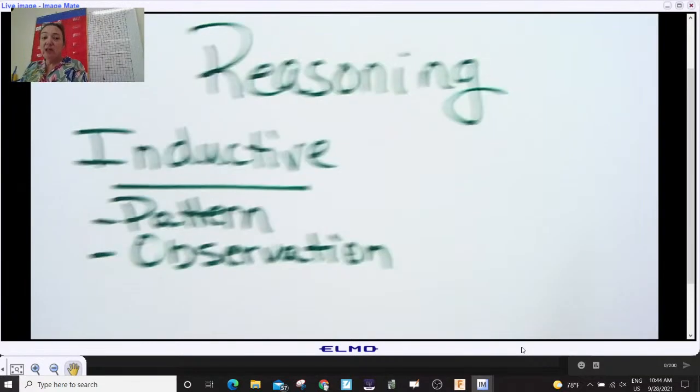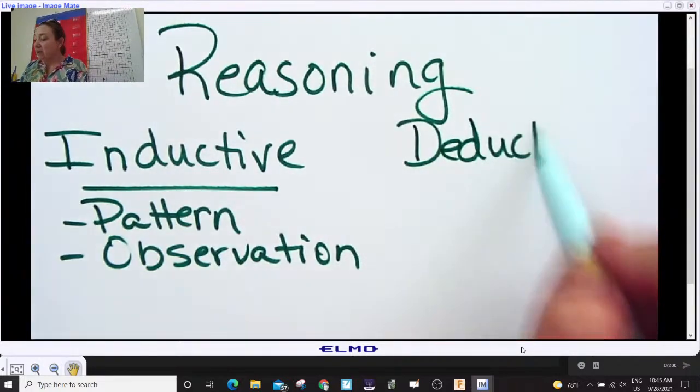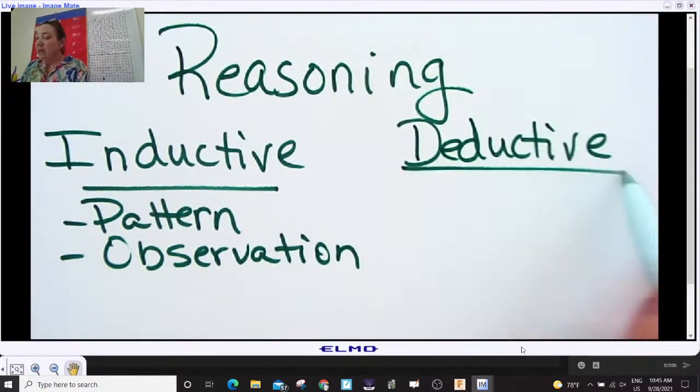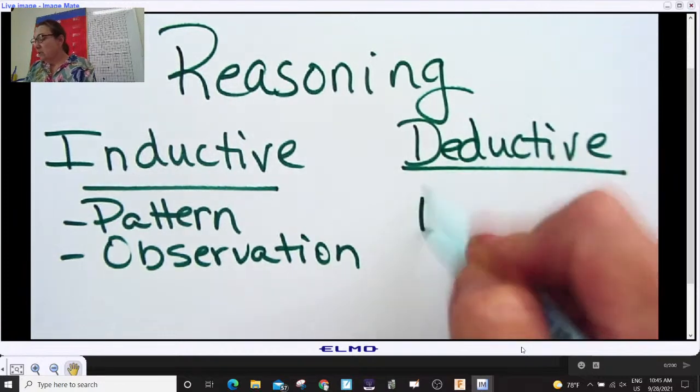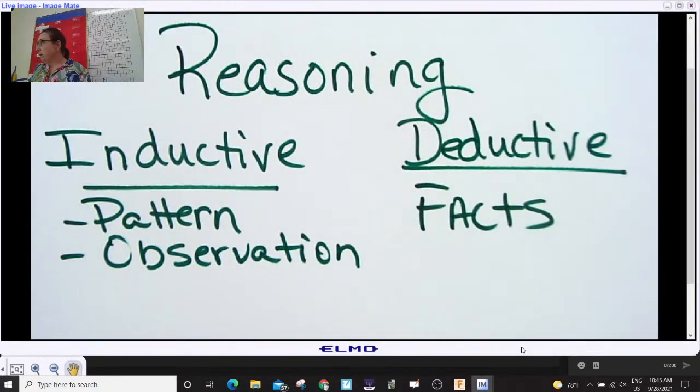So that's where the other type of reasoning comes in, and that is deductive reasoning. And deductive reasoning is what we're going to be using today. Deductive reasoning is totally based on facts. Okay? Now, you use this all the time. Say, for example, and I use this as the example always.